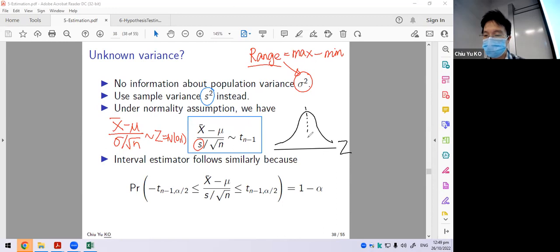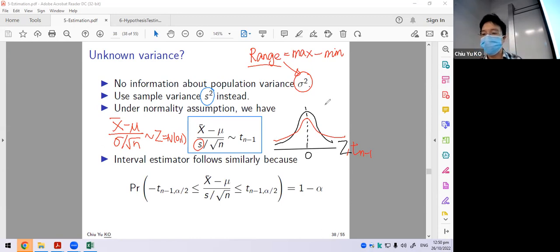Okay, this is 0, this is the Z bell. But when you have the T bell, T with n minus 1, it will look like this. And this T bell has a lower height and is taller at the ends. It's still symmetric, but has a higher kurtosis, a higher tail.